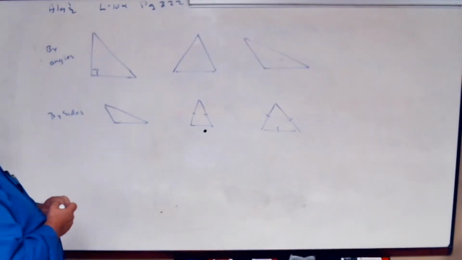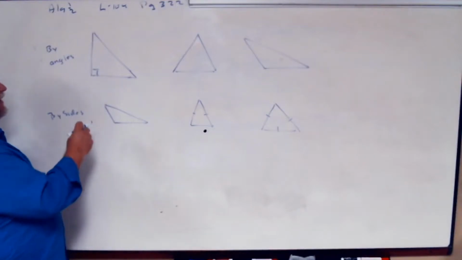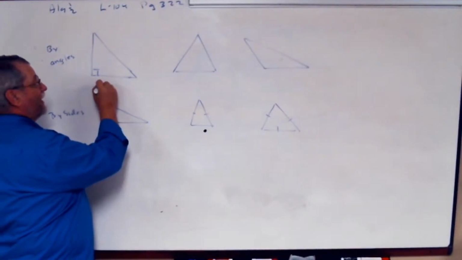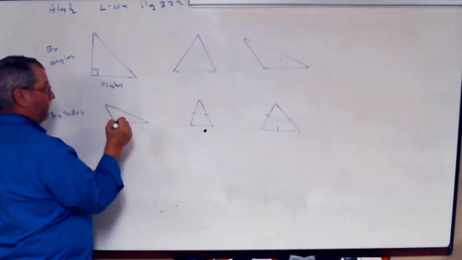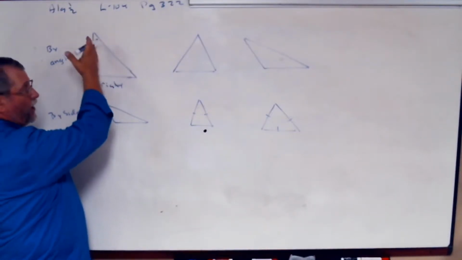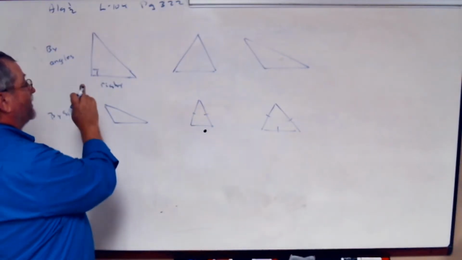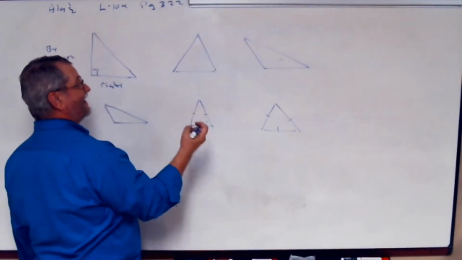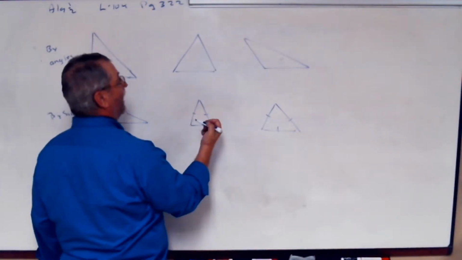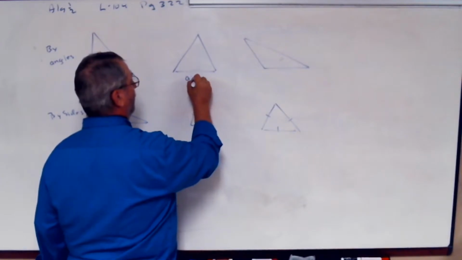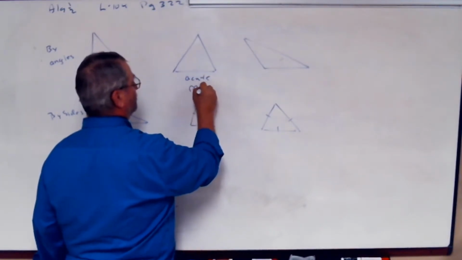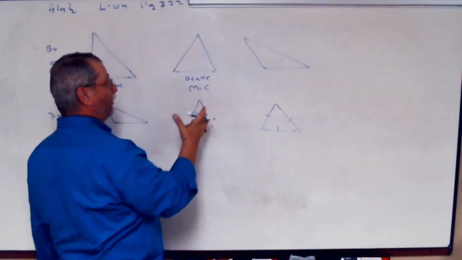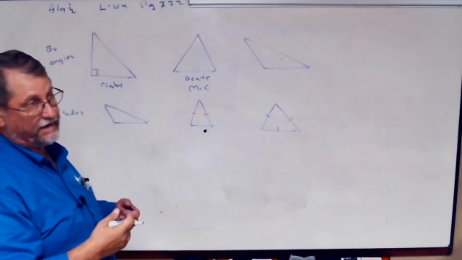Two different things, okay? If we're just looking at angles, right here there is a right angle. Since there's one right angle, this is a right triangle. I don't care about these. Okay, that's a right triangle. If I look at this one, all these angles, whatever they are, are less than 90, so it's acute. It's an acute triangle because all the angles are acute. All the angles are less than 90.